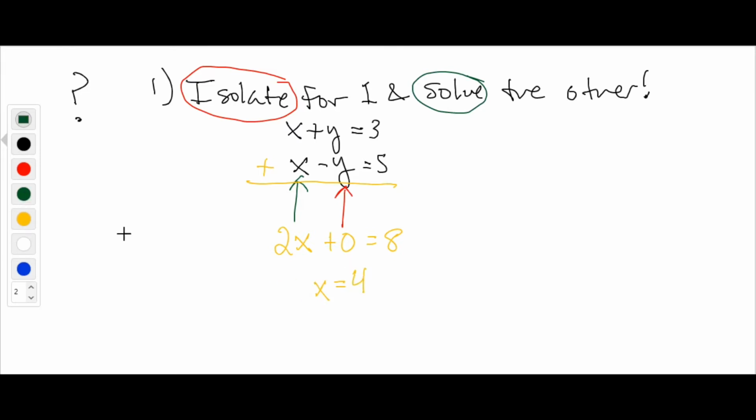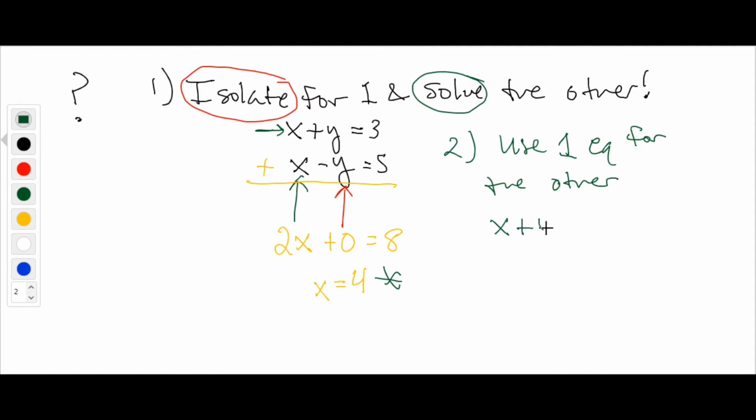And once you find this equation, the second thing you want to use is one equation for the other. So let's just say we're going to use this one right here, okay? X plus y equals 3.